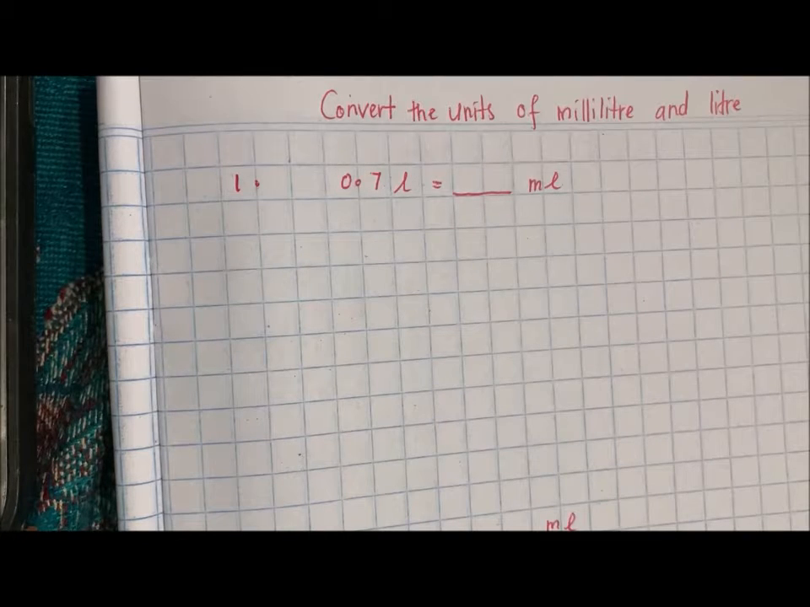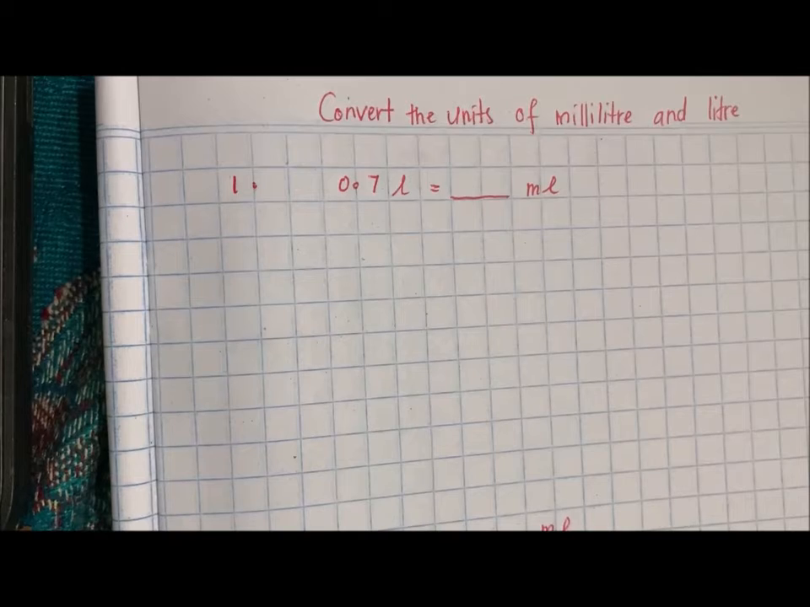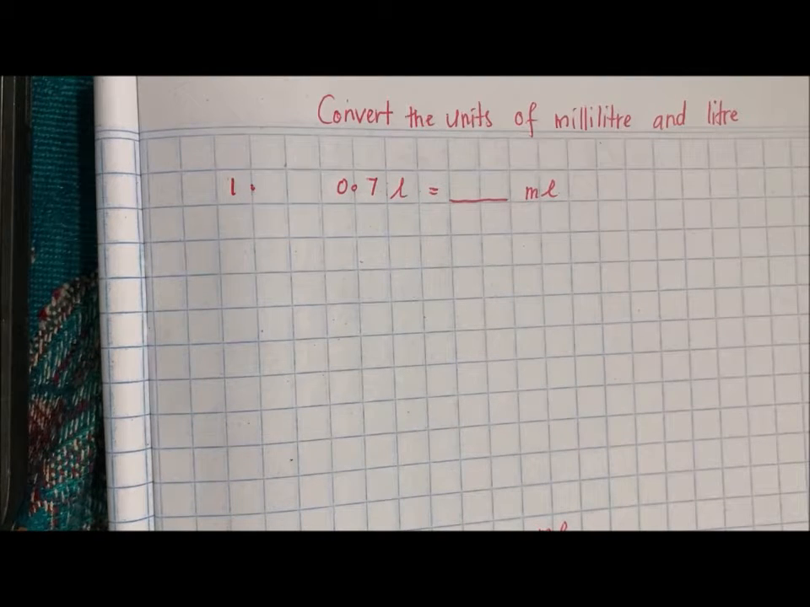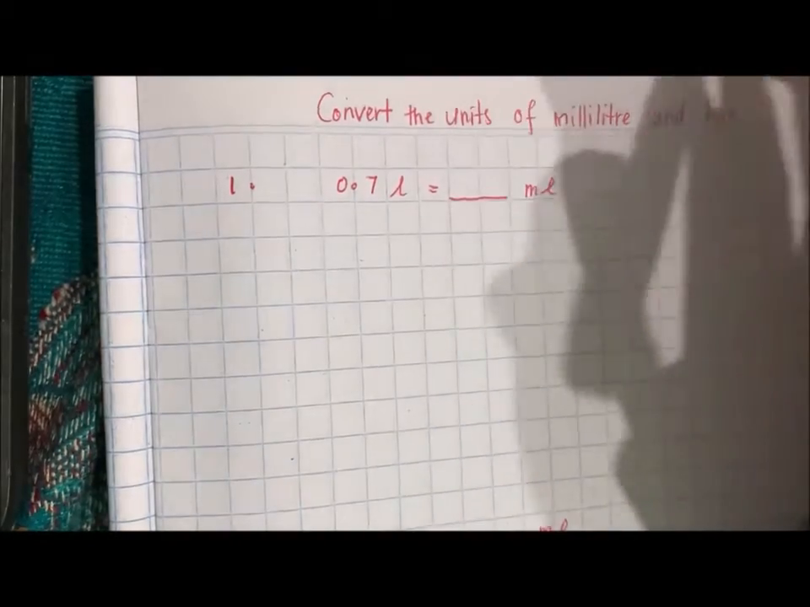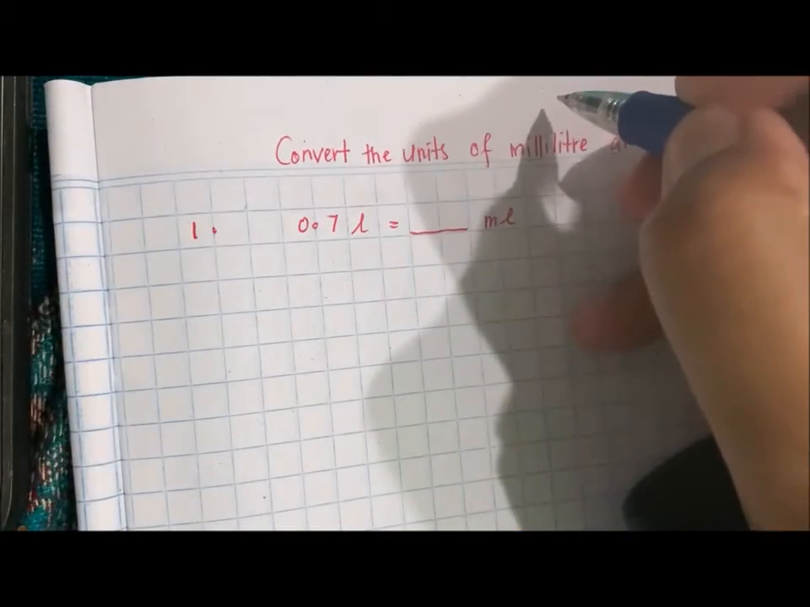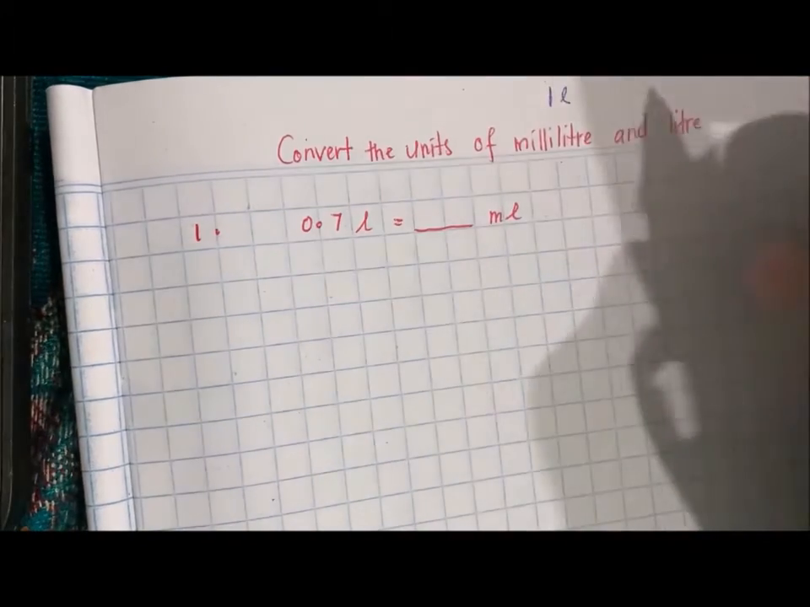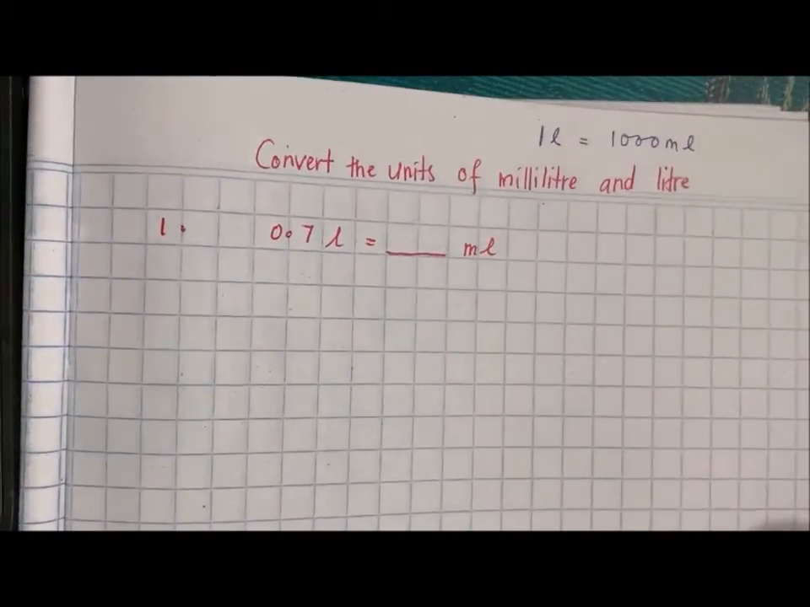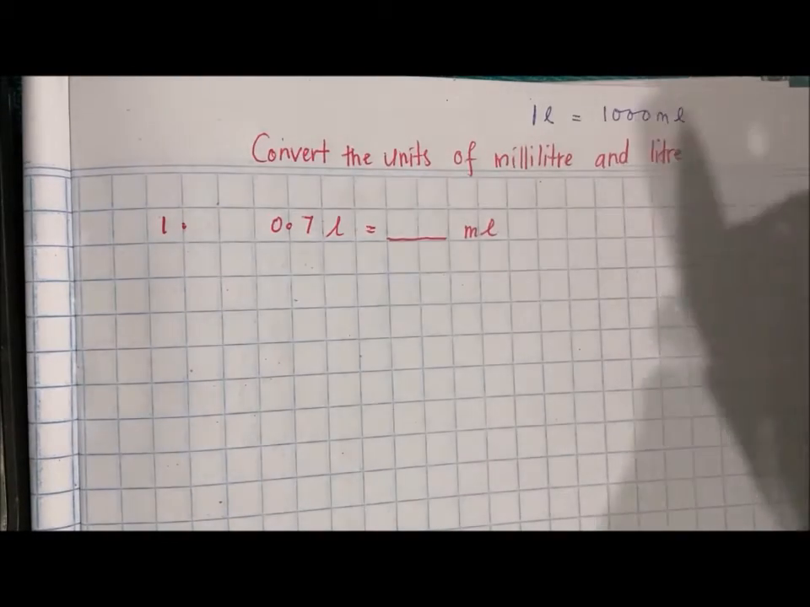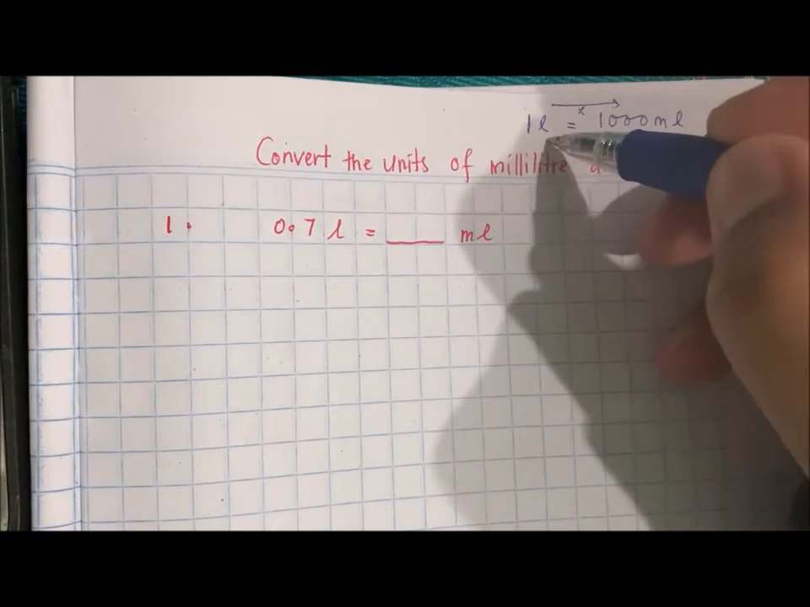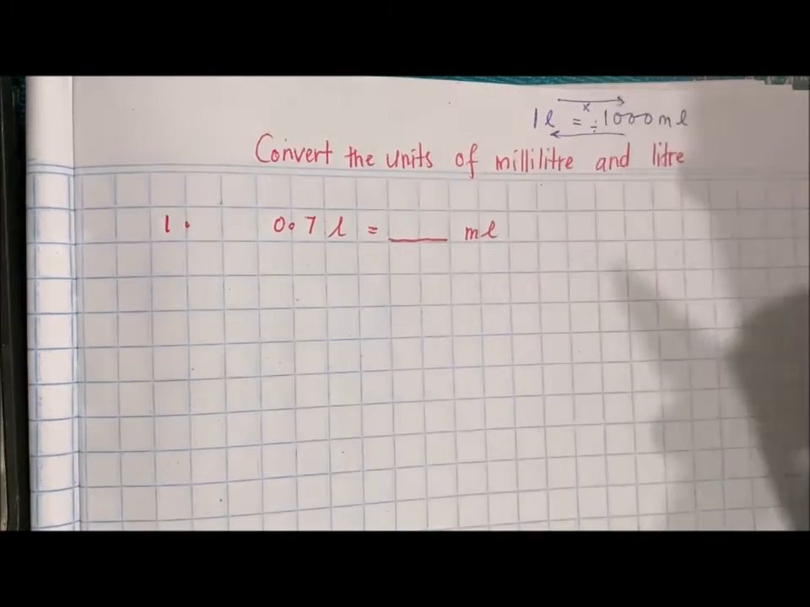Today we want to learn about volume of liquid, how we want to convert units of milliliter and liter. For the first example, 0.7 liter equals to how many milliliter? The conversion you need to remember for liter is the relationship: 1 liter equals to 1000 milliliter. When you want to convert liter to milliliter, you need to times with 1000. Milliliter to liter, you need to divide with 1000.